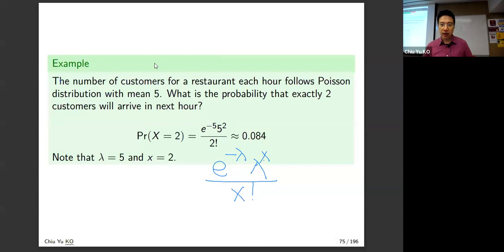And in practice, it will be the same as the previous example. You want to calculate the probability that 2 or fewer people arrive, right? Then in that case, you can decide how much food you want to prepare, how many staff you need to hire, how many tables you should put in the restaurant, and so on. Or you can calculate the probability of less than 3, and so on.